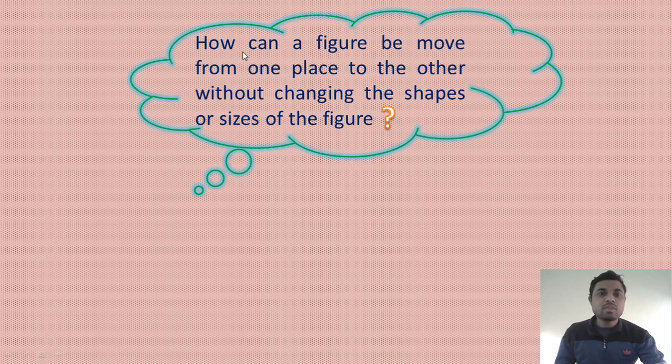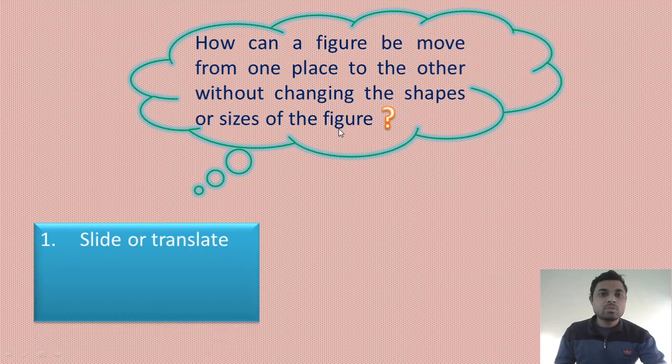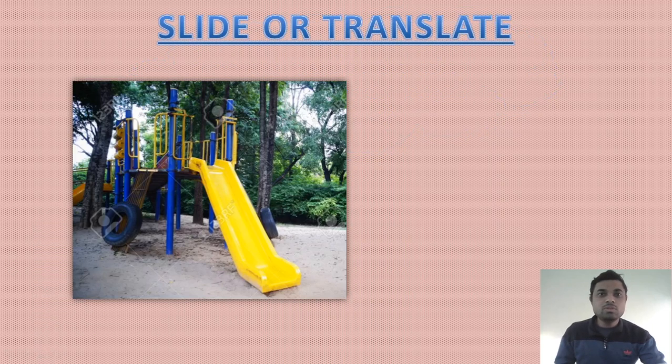Just read here. How can a figure be moved from one place to the other without changing the shape or size of the figure? So how can we move? Okay, so today we'll learn that we can move in three ways so that its shape or size will remain the same. First is slide or translate, second is reflect, and third is rotate. Okay, so now we'll discuss slide or translate.